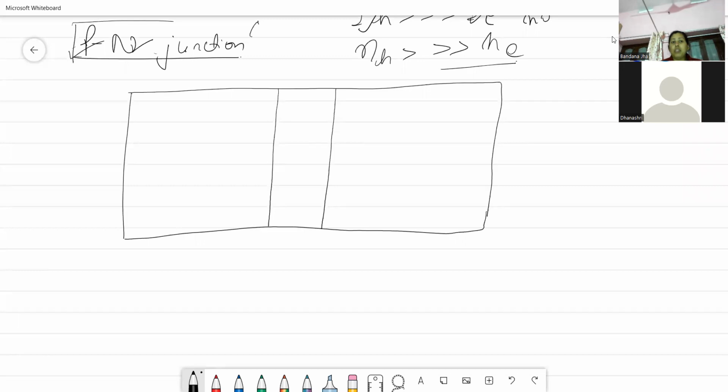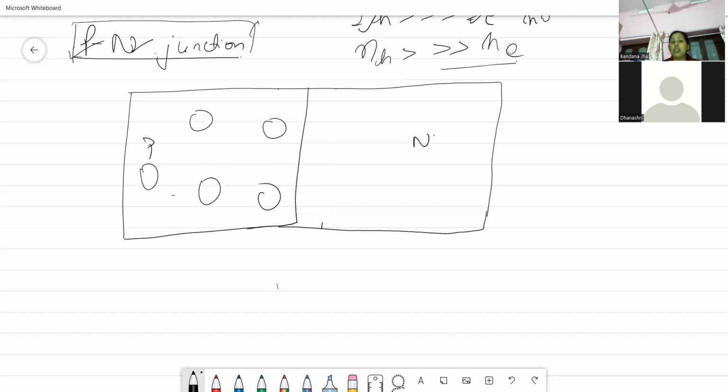So PN junction means what? P-type and N-type semiconductor merged. This is the portion. Suppose this part is my P-type and this part is my N-type semiconductor. In P-type semiconductor, the majority carriers are holes, that is, positive charge. And in N-type, the majority carriers are negative charges.